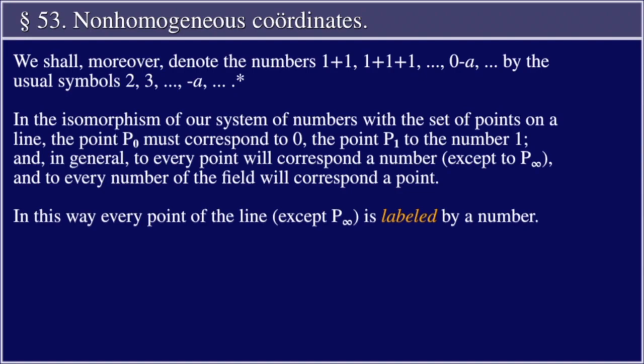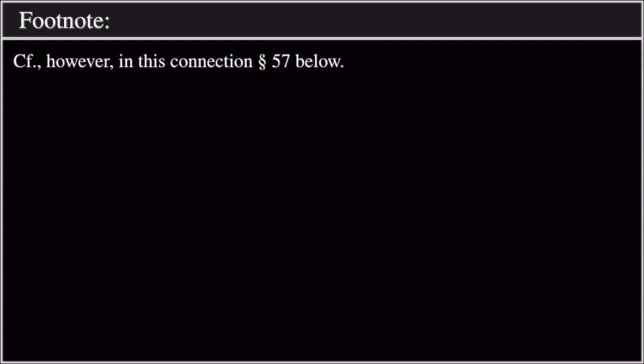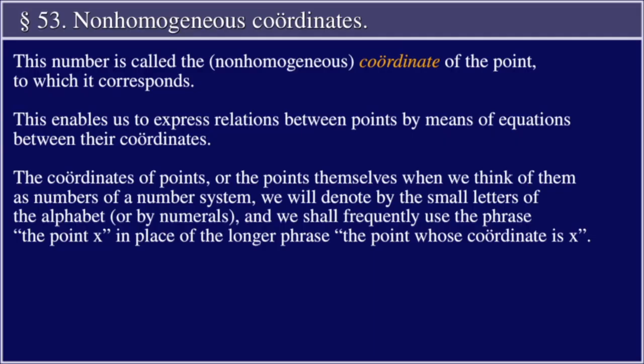In the isomorphism of our system of numbers with the set of points on a line, the point P0 must correspond to 0, the point P1 to the number 1, and in general, to every point will correspond a number except to P infinity, and to every number of the field will correspond a point. In this way, every point of the line except P infinity is labeled by a number. Footnote: Chiefly, however, in this connection, see section 57 below. This number is called the non-homogeneous coordinate of the point to which it corresponds.